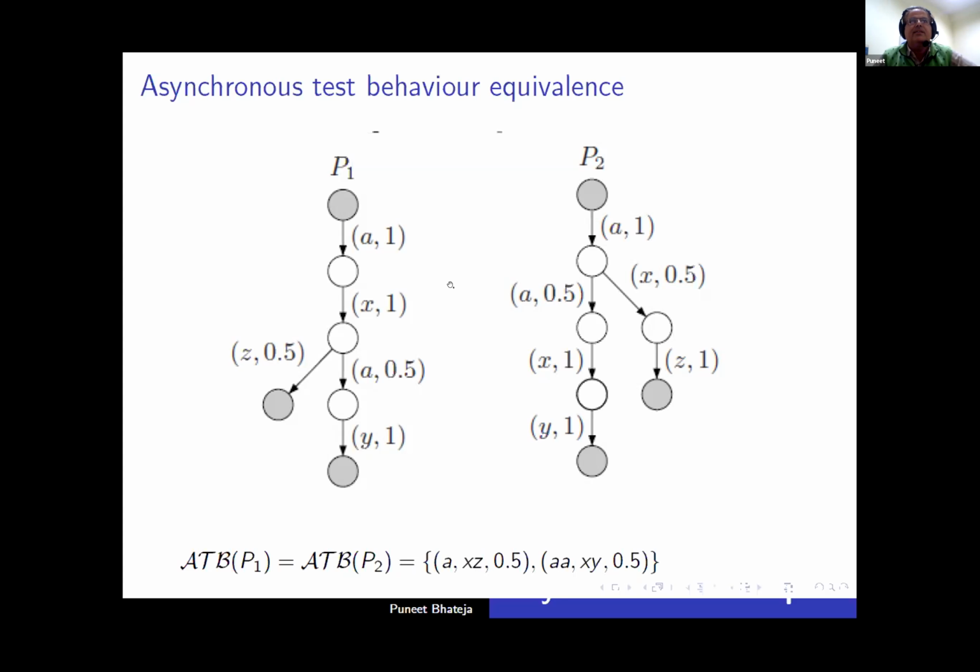As you could see, these two processes are not equivalent through traces. For example, the first process does AXAY, which the second one doesn't do. And likewise, the second one does AAXY, which the first one doesn't do.